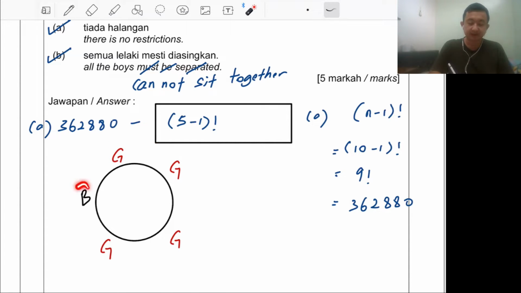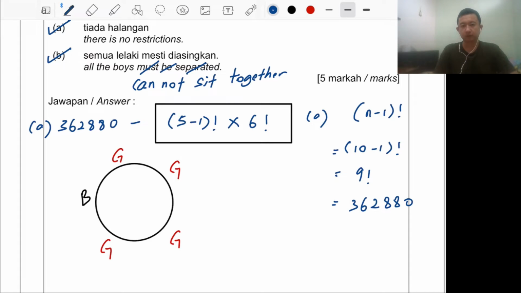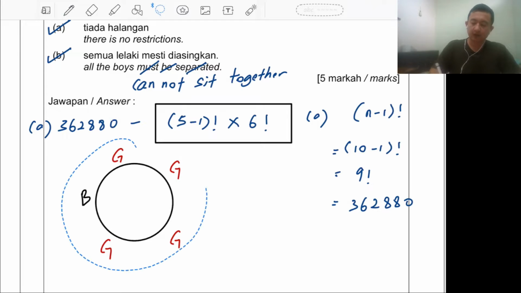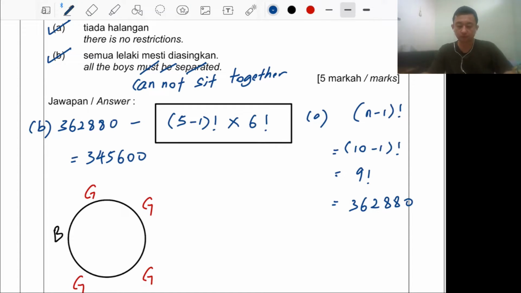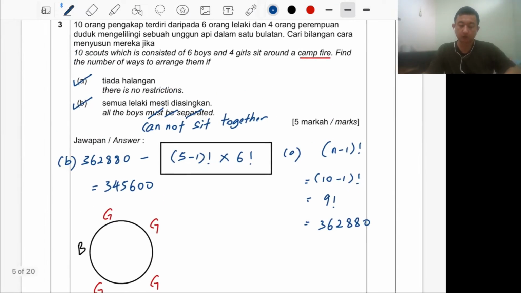But among the boys itself, there are 6 of them. 6 of them, they can swap the place. So you need to multiply with another 6 factorial. Okay? You get the idea? Okay. Now I put it aside. Let's calculate. 4 factorial times 6 factorial. 34560. Yeah, I think this is what the question wants. Okay, so right, this is B. Okay, let's move on.